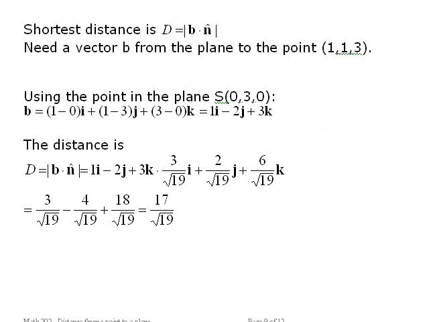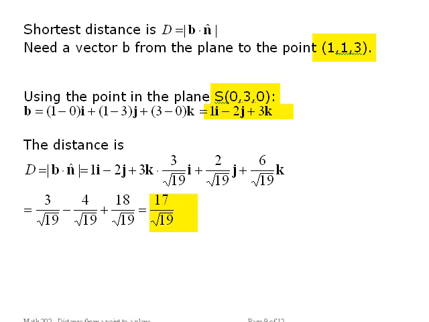So here, again, repeated, the shortest distance d is a dot product between b, the vector from the plane out to the point, dotted with a unit normal, and the absolute value of that. So to get that vector to the point 1, 1, 3, I'm going to use the point in the plane 0, 3, 0 as shown in the diagram. So b would be, of course, 1 minus 0 in the i direction, 1 minus 3 in the j direction, plus 3 minus 0 in the k direction, giving me that vector b. When I take the dot product and work through it, I get 17 over the square root of 19. That's the distance.